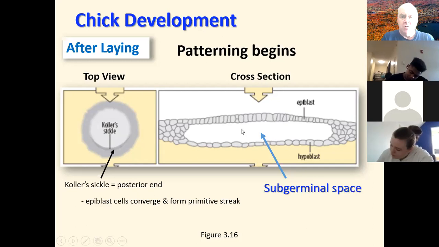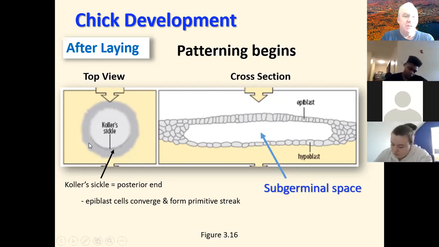Okay, so at this stage, when you've got this subgerminal space, your hypoblast, your epiblast, this is when the egg actually drops out of the chicken. So this is when laying happens. So here, right about at laying period, this is your zona pellucida, zona opaca. Right here at this edge, you get a thickening of cells that's called Kohler's sickle.